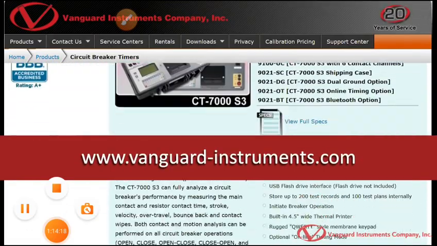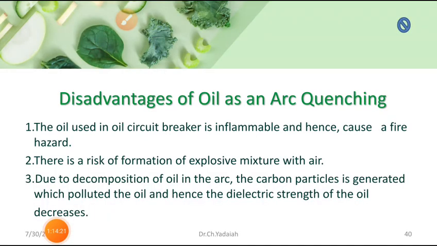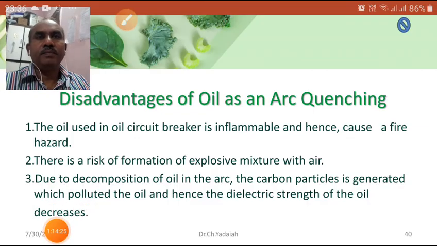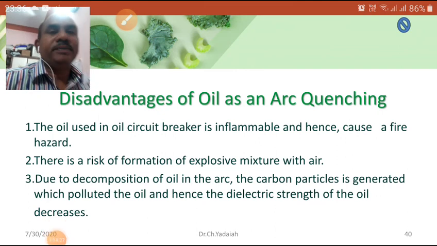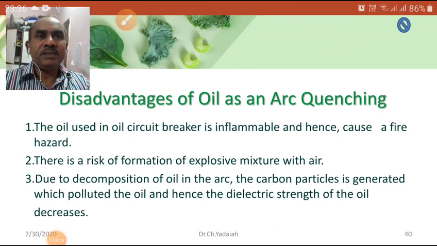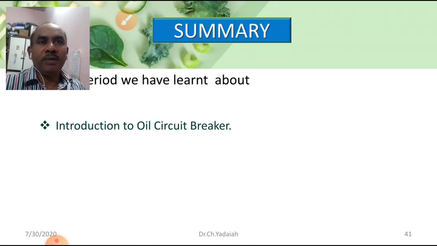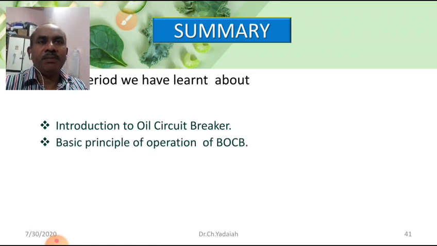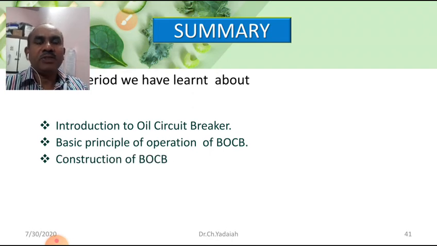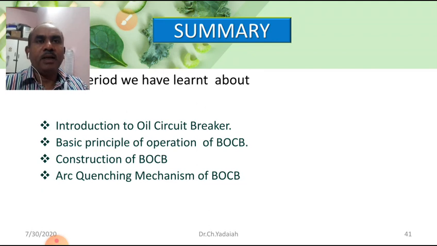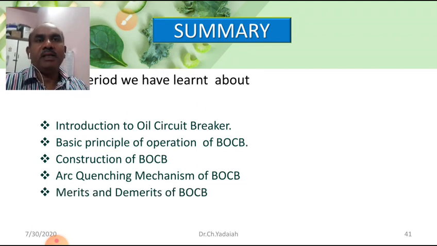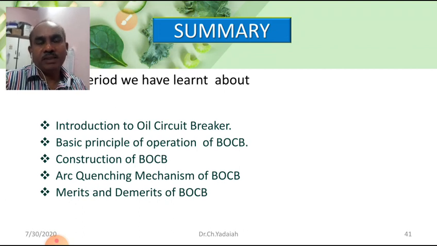So these are the things you have to know. Now let us conclude our session today. What have we studied today, class? To summarize: introduction to the oil circuit breaker and basic principles of operation of the bulk oil circuit breaker, construction of the bulk oil circuit breaker, arc quenching mechanism of bulk oil circuit breakers, and merits and demerits of bulk oil circuit breakers we have seen.